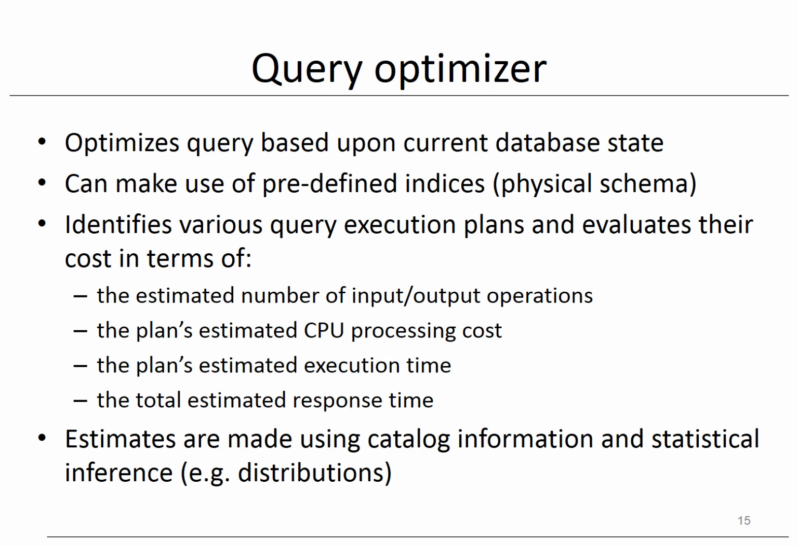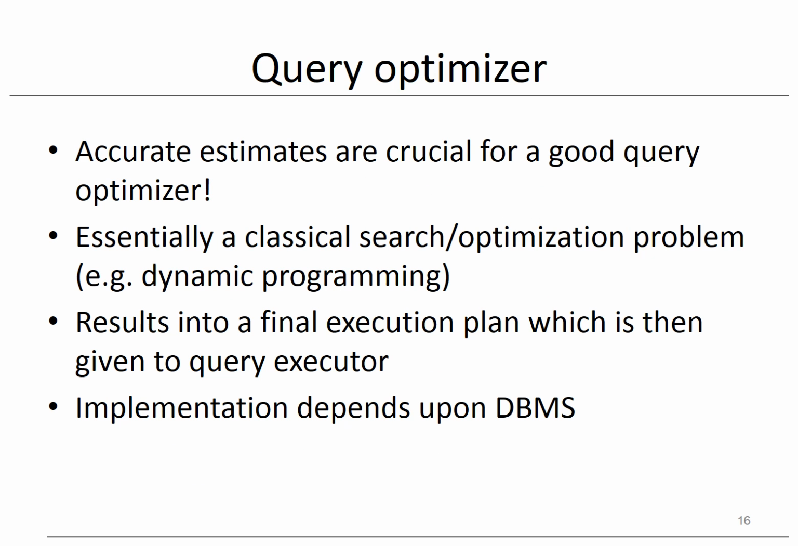Obviously, a good execution plan should have a low response time. It is important to note that the response time is estimated and thus not exact. The estimates are made using catalog information combined with statistical inference procedures. More specifically, empirical distributions of the data will be calculated and summarized by their means, standard deviations, etc. Coming up with accurate estimates is crucial to have a good query optimizer.